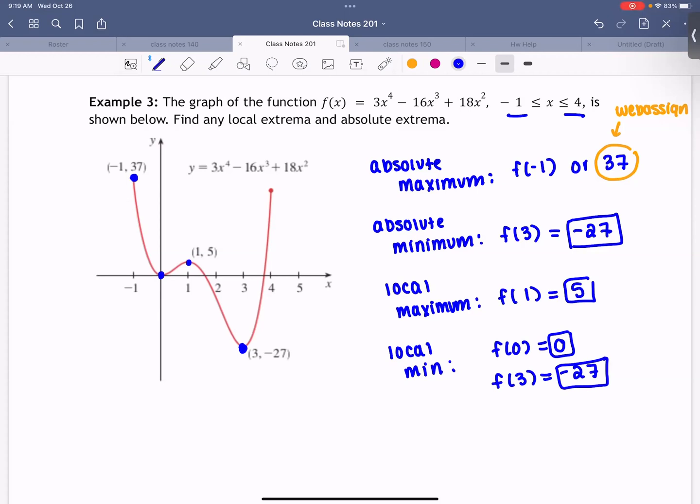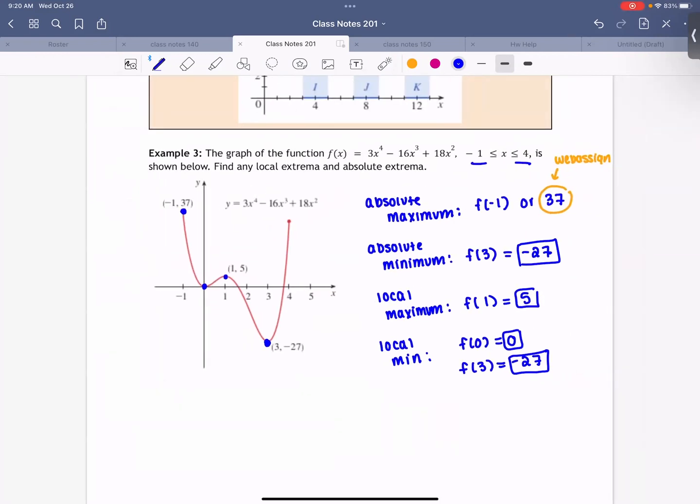Okay, looks like we found everything. We found all our valleys and our peaks. Any questions on example number 3? All right, let's flip our page over. I'm gonna go over 4 more examples with you because there's a couple things I do want to talk about here. And then I'll let you do one on your own, I promise.